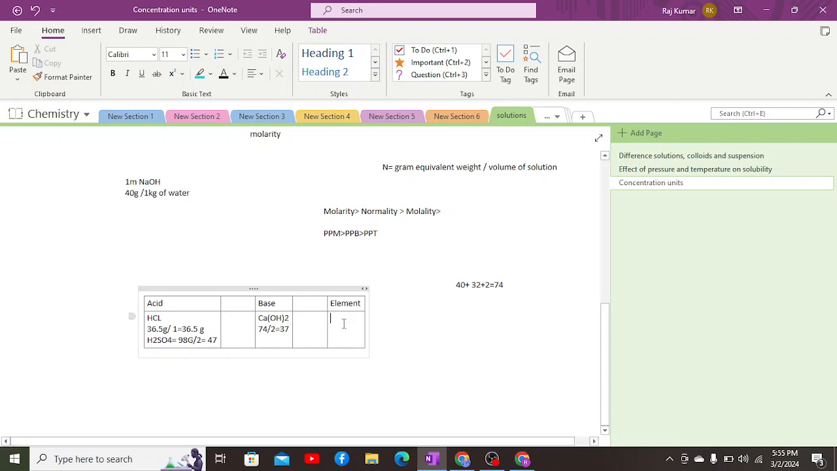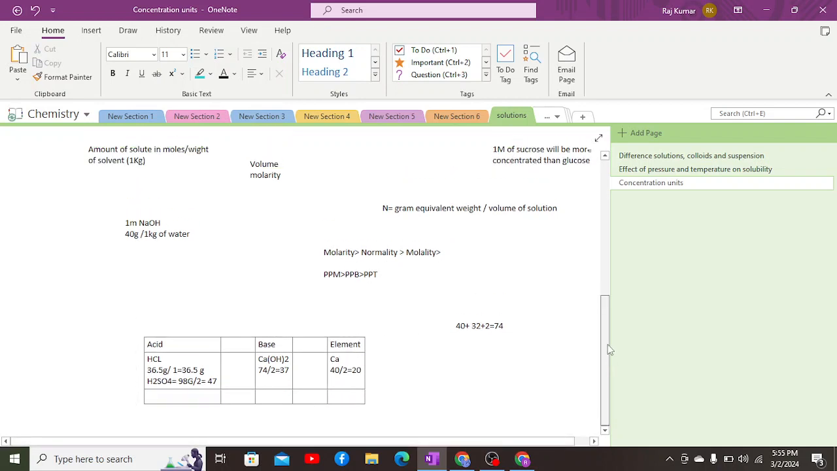Likewise, if we talk about calcium only, calcium is an element. Now when we take the gram equivalent mass of an element, we take the molar mass and divide it by the valency of that element. Let's suppose calcium's valency is 2, so its molar mass is 40, and dividing it by its valency, which is 2, gives 20 as its gram equivalent mass. So this is how we calculate it.